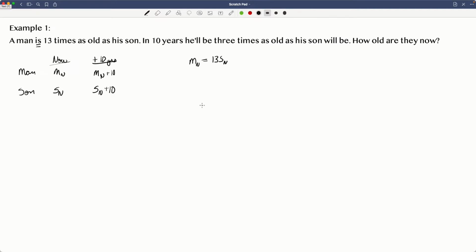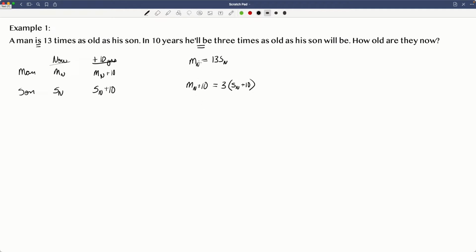So let's look at the second statement. In 10 years, he'll be. "Will be" is a future tense of "is," so that is our equal sign. So in 10 years, he, so we're talking about the man, so the man plus 10, that's the time frame, is equal to 3 times as old as his son will be. So his son's age at that point will be Sn plus 10. So 3 times whatever that age is.